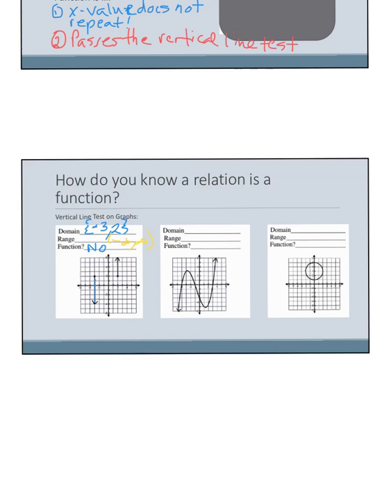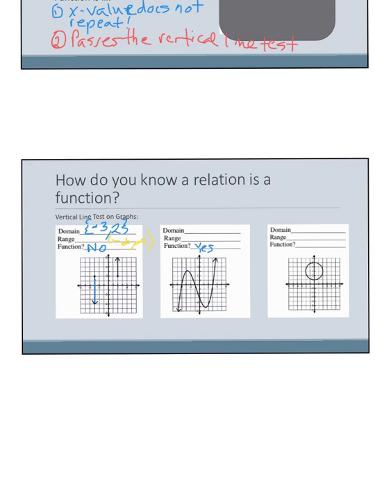All right, look at the next graph. So this one, to determine if it's a function, I'm going to apply a vertical line straight through. It only hits it once. It hits it right there. Anywhere I put my vertical line, it only hits it once. No matter where I put this vertical line, it always only hits the graph once. So therefore, it passes the vertical line test. So yes, it's a function.